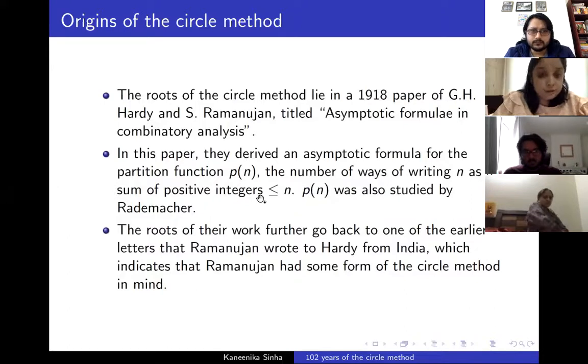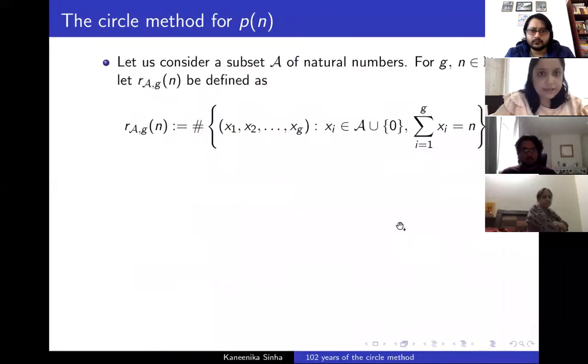So the roots of the work of Hardy and Ramanujan further go back to one of the earlier letters that Ramanujan had written to Hardy from India, in which he had written an expression for P of n, which later turned out to be incorrect, but it did indicate that he had some intuition about the circle method. Okay. Now, just to understand the genesis, what version of the circle method Hardy and Ramanujan addressed.